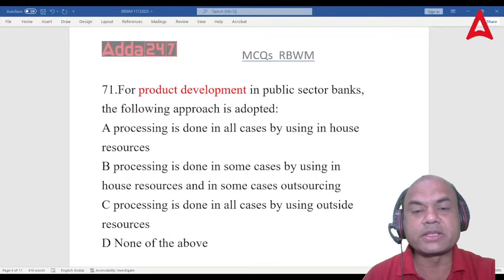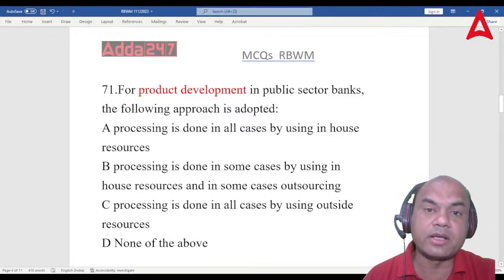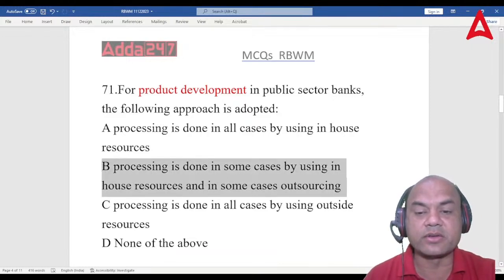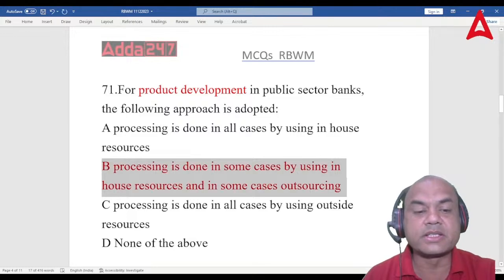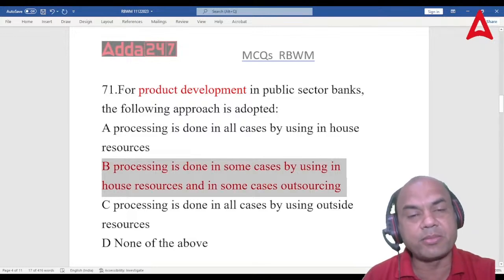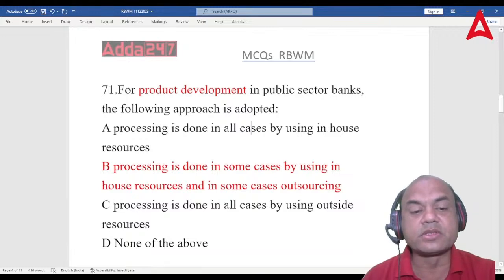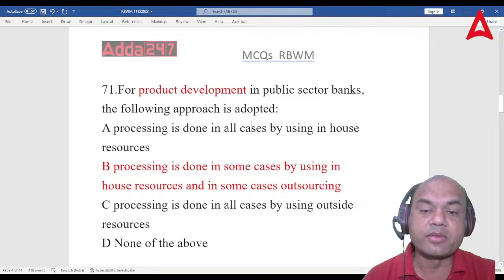So that's why public sector banks have changed a lot. They have become similar to the national private banks. So the answer is B. This is the same case in private banks and similarly in public sector banks also. Processing is done in some cases in-house and in some cases using outsourcing.